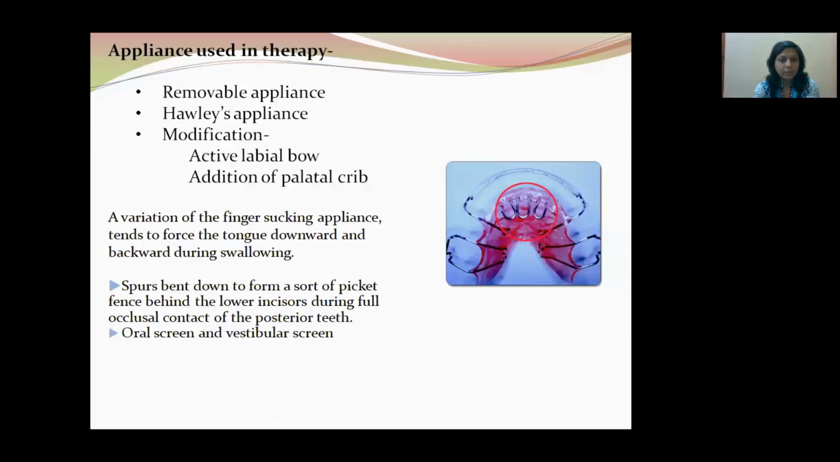For tongue thrusting habits, appliance therapy will include some removable appliances like Hawley's appliance with a modification of active labial bow and addition of the palatal crib. A variation of the finger sucking appliances tends to force the tongue upward and backward during swallowing. Spurs bend down to form a sort of picket fence behind the lower incisors during full occlusal contact of the posterior teeth. Oral screen and vestibular screen can also be tried.